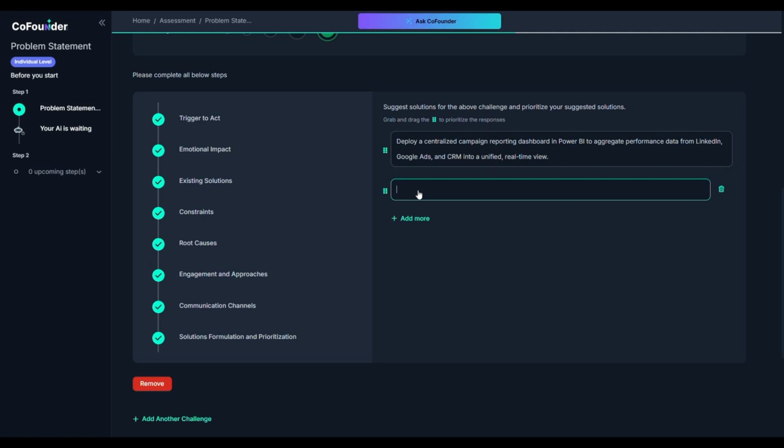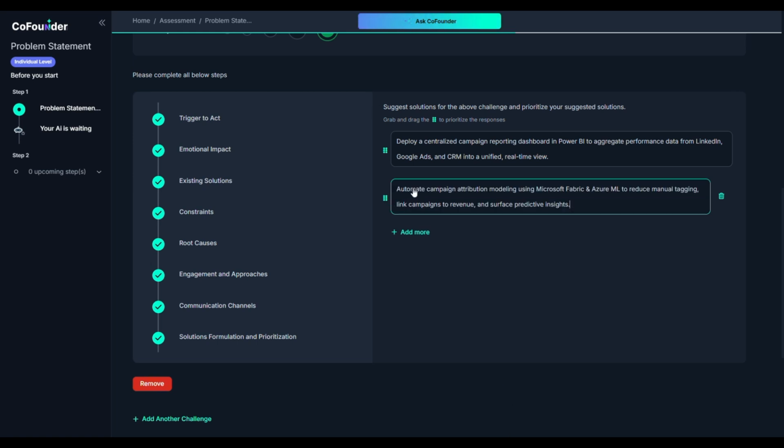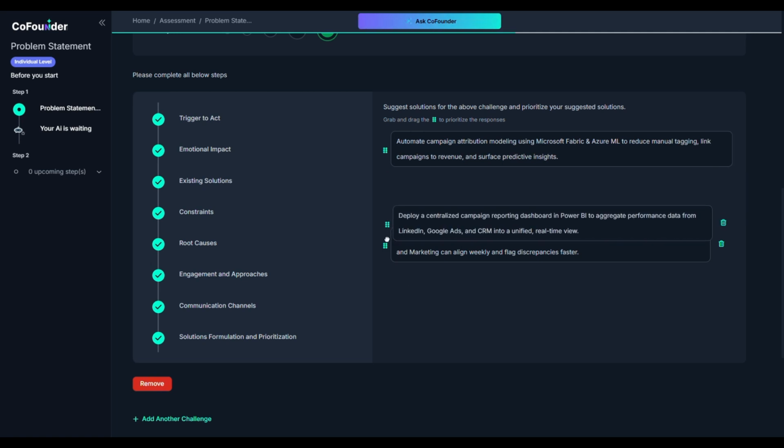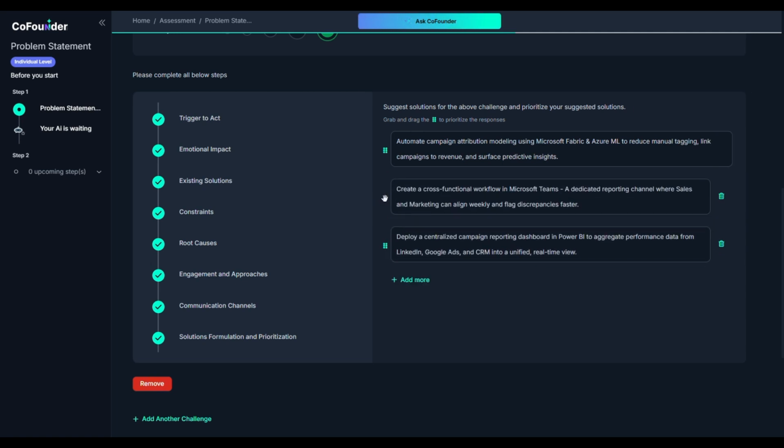Deploy a centralized campaign reporting dashboard in Power BI to aggregate performance data from LinkedIn, Google Ads, and CRM into a unified, real-time view. Automate campaign attribution modeling using Microsoft Fabric and Azure ML to reduce manual tagging, link campaigns to revenue, and surface predictive insights. Create a cross-functional workflow in Microsoft Teams, a dedicated reporting channel where sales and marketing can align weekly and flag discrepancies faster.